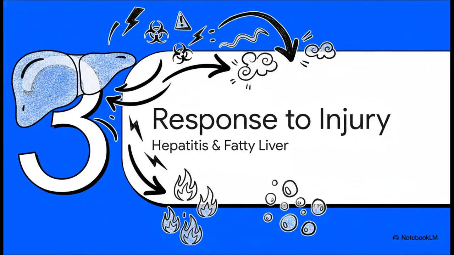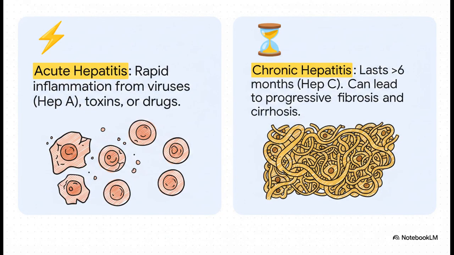So we've covered how things can go wrong at a genetic level. Now let's move on to Section 3 and look at how the liver responds to more direct external injuries. We're going to focus on two of the most common reactions: inflammation, which is hepatitis, and the buildup of fat. Okay, it is absolutely critical to understand the difference between acute and chronic hepatitis. Acute is a sudden, rapid onset event. It's caused by things like the hepatitis A virus, or maybe a toxic dose of a drug. Under the microscope, you see what we call spotty necrosis, basically individual liver cells just dying off here and there.